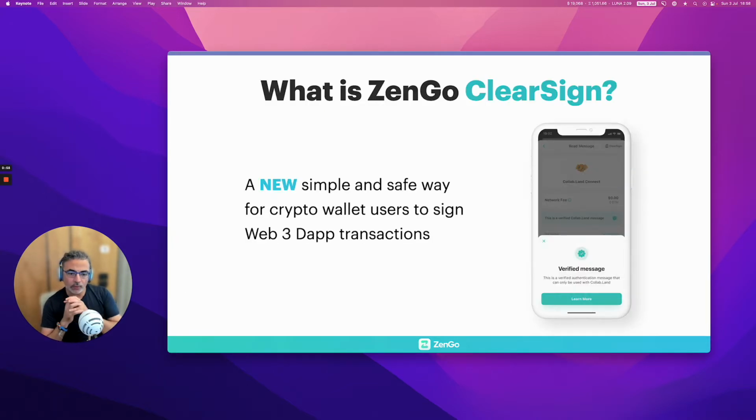So what is ClearSign first? ZenGo ClearSign is a new, simple and safe way for a crypto wallet to sign a Web3 transaction. This is what it will look like, and maybe we'll see how we do this presentation. Maybe I will do a demo, but there are already on YouTube a few live demonstrations that you can see.